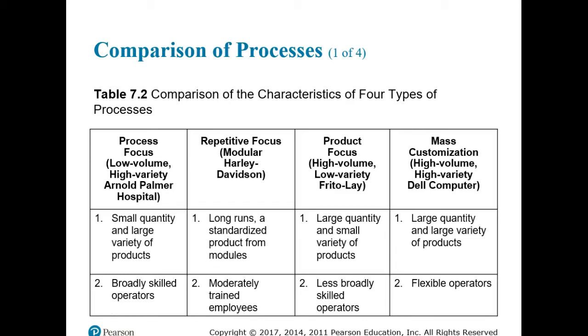And then I'm just going to leave this up here for you to look at. You can see the differences moving through the process focus, the repetitive focus, the product focus, and the mass customization. So when you see the process focus, you are dealing with small quantity and large variety of products. In that repetitive focus, long runs, a standardized product for modules. You have the product focus, large quantity and small variety of products. And then you have the mass customization, that's large quantity and large variety of products. And you can see it from organization to organization.